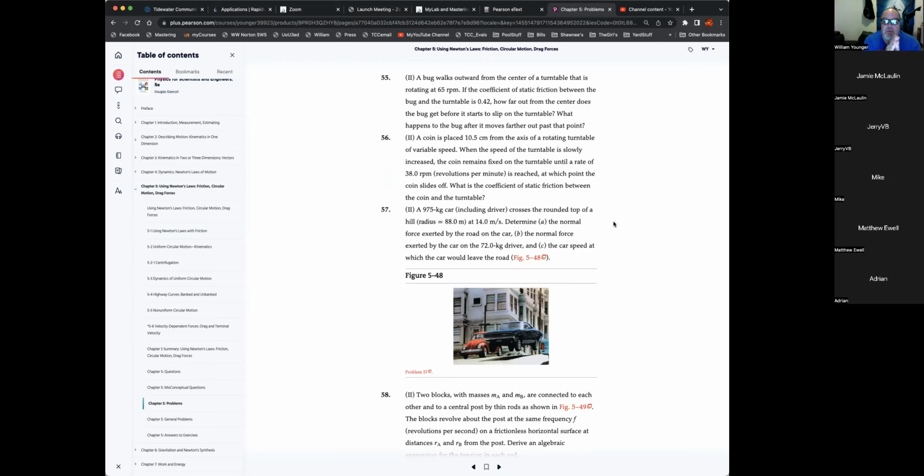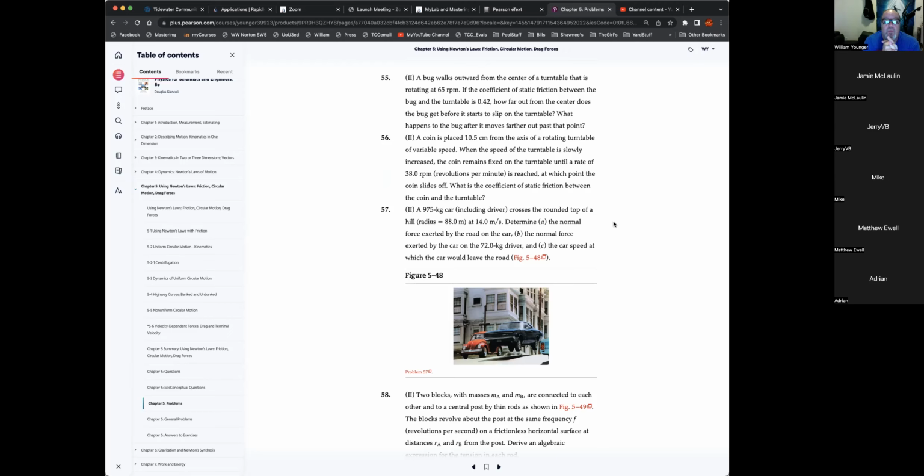So basically what you're doing is a bug is making its way out farther and farther towards the end. But in doing so, the bug is actually moving faster and faster, because at all times for it to make a circular orbit around the center of the record player, it's going to have an acceleration towards the center of v squared over r. And because you're going out, the velocity is increasing.